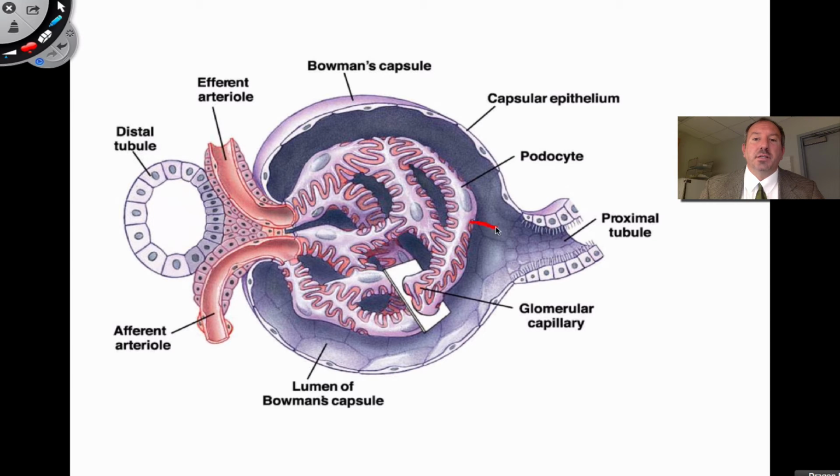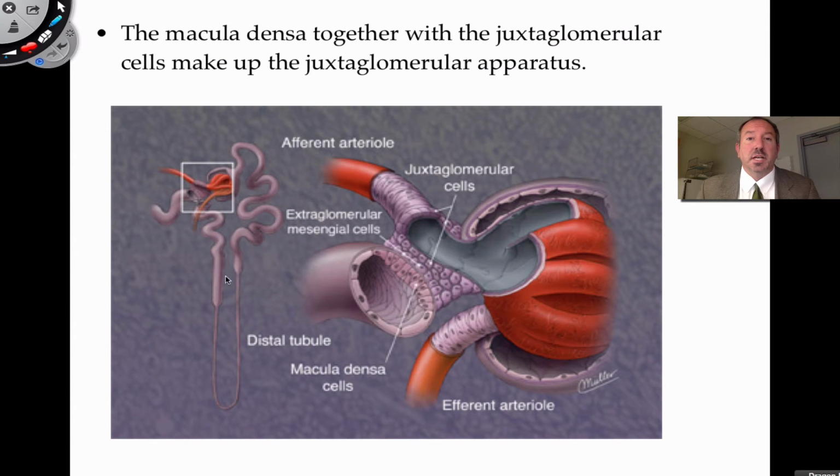And then the filtrate cruises through and travels into the proximal renal tubule. So our conversation is going to be focused again right over here. This is the juxtaglomerular apparatus, which is made of the JG cells, the juxtaglomerular cells, which are going to release renin, and which are located mostly on the afferent arteriole. And these macula densa cells are going to become important as well. So let's take a look at that.